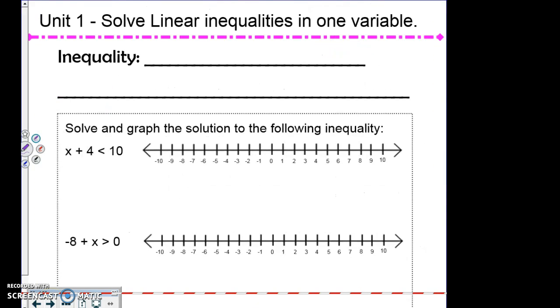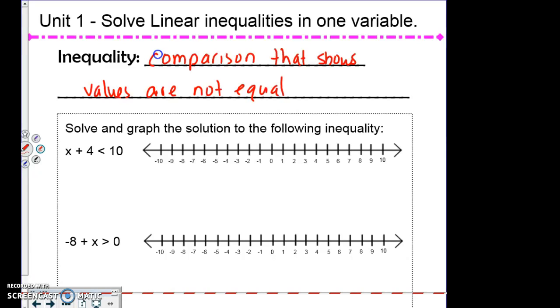All right, so inequalities, again, it's a comparison that shows values that are not equal. And we just finished doing the shadings, but we didn't talk about any of the solving skills. So I'm just going to briefly go through a couple of them.